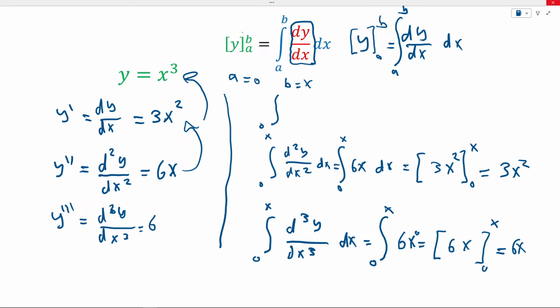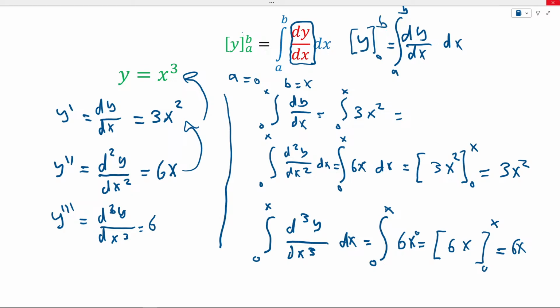I'm just repeating it so that you get familiar with it. I hope this is not getting boring. So you do dy over dx, and I'm integrating this from 0 to x. Basically this is what I want to integrate, 3x squared.